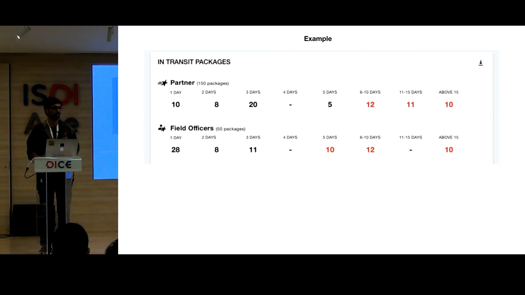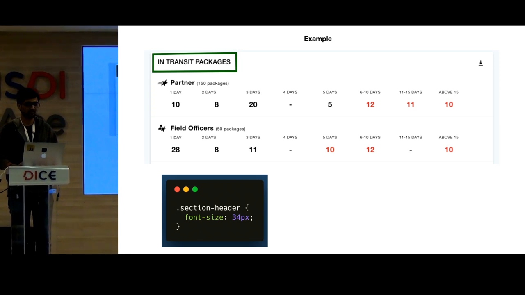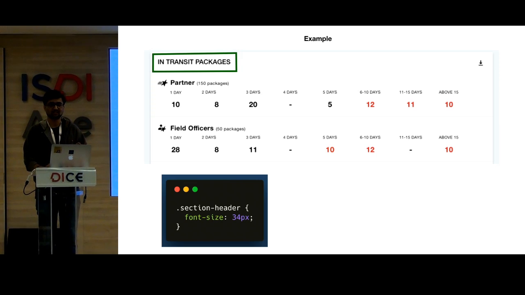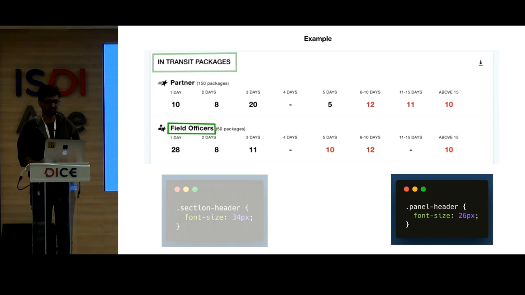Let's have an example. This is a Sketch design of one of the equipment tools. We are talking about headings. There are two different kinds of heading. The first one is the section header, and its font size is 24 pixels in the designs. The other kind is the panel header, like Partner and Field Officers. Field Officer is called a panel header, and its font size is 26. This is how we see it, and it should match in the implementation.